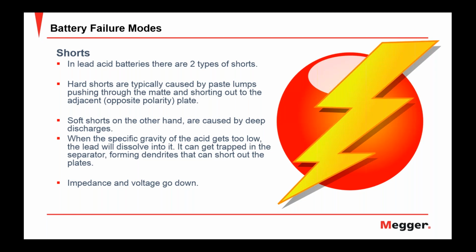Any type of lead acid battery, if you go too low in voltage, you'll get a dendrite buildup that can pierce the separator and create shorts. In these cases, you'll see the voltage go down and the impedance drop as well.